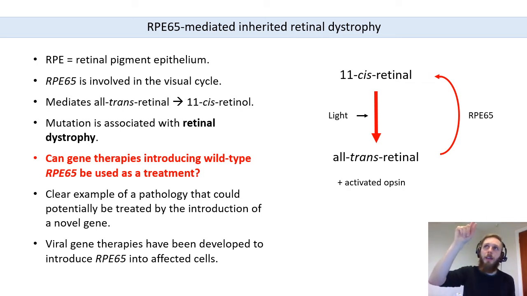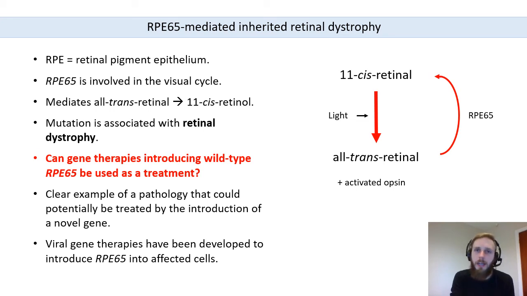Retinal, and then RPE65 is essentially reverting this. So it's undoing that, it's replenishing the cycle, it's allowing the cycle to continue. Obviously, if RPE65 is not functional, then there's a problem here. The cycle can't continue, and this is what occurs in cases of retinal dystrophy.